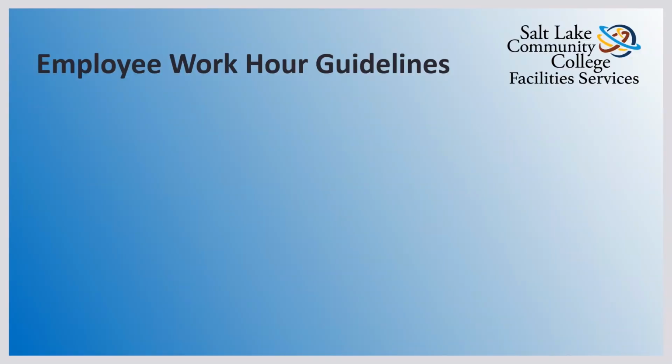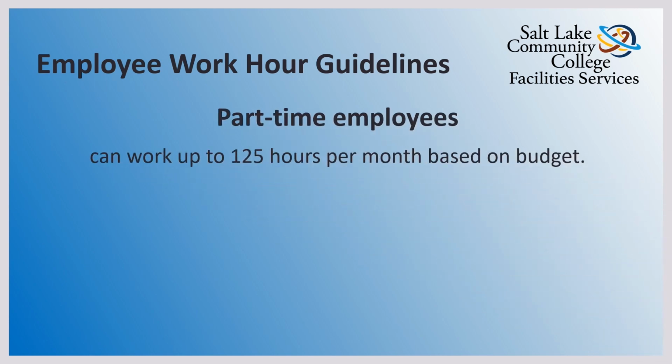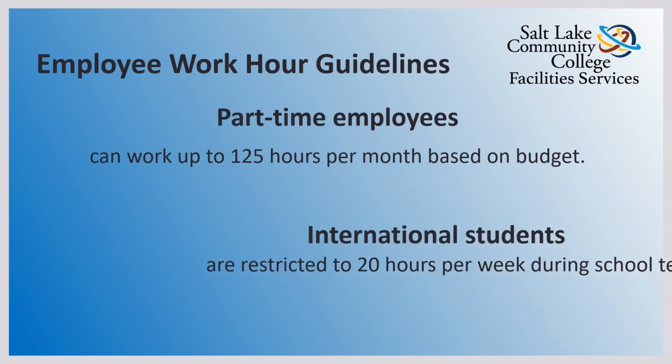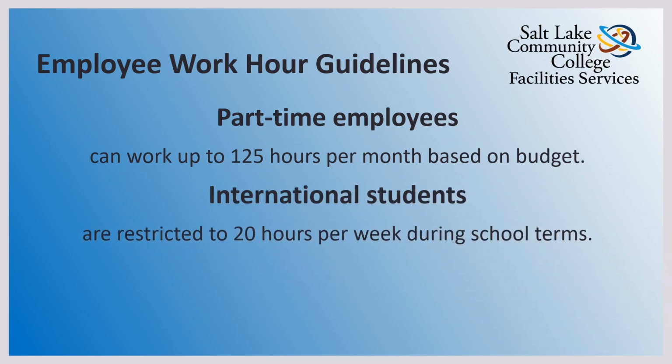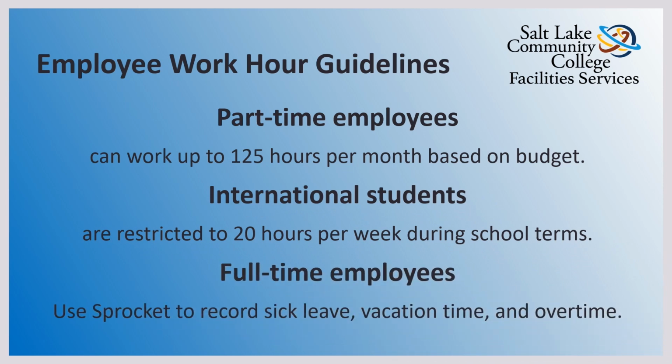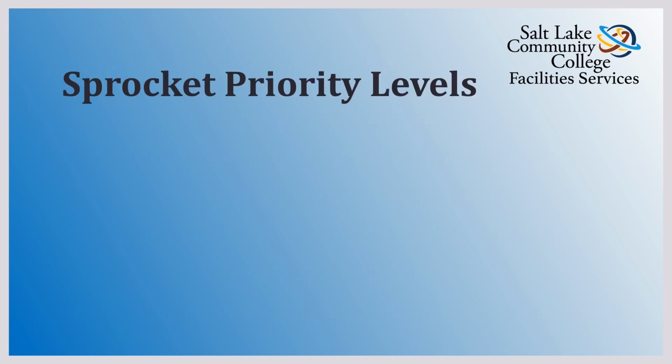Now that you are familiar with Sprocket functions, let's inform you of the different employee work hour guidelines and priority levels for work orders. Part-time employees can work up to 125 hours per month based on budget. International students are restricted to 20 hours per week during school terms. Full-time employees use Sprocket to record sick leave, vacation time, and overtime. Understanding the priority levels is crucial for efficient time management.